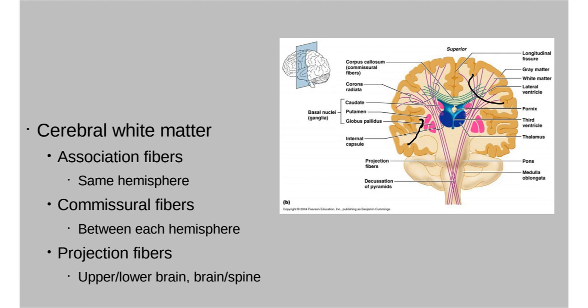Commissural fibers are when the left and the right hemispheres communicate with each other, and that's what these areas right here are. Commissural fibers, the left and the right hemisphere communicate with each other. And lastly, projection fibers are when the upper part of the brain is in communication with a lower part of the brain, or when the brain is in communication with the spinal cord. So upper and lower brain, or brain and spine communicating.